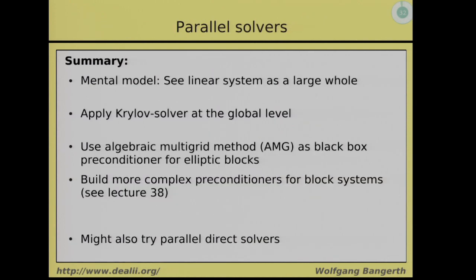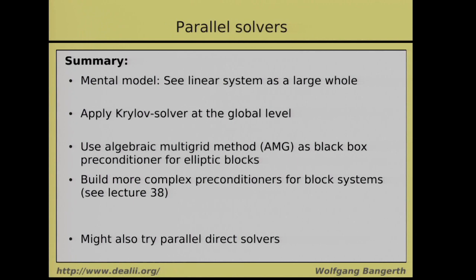To sum this up, this issue of parallel solvers: the mental model that I think most codes adopt today when we solve large linear systems, let's say when we solve PDEs that require a lot of degrees of freedom, is that we want to see the mesh as a whole. We want to see the linear system as a whole. And then we apply a Krylov space solver like CG or GMRES to the whole linear system. What I showed you is that the matrix-vector product in this is actually not such a huge challenge. The challenge is more to come up with preconditioners that can do this.